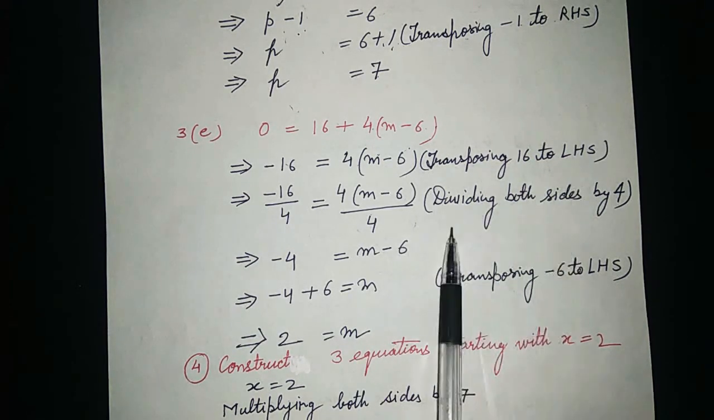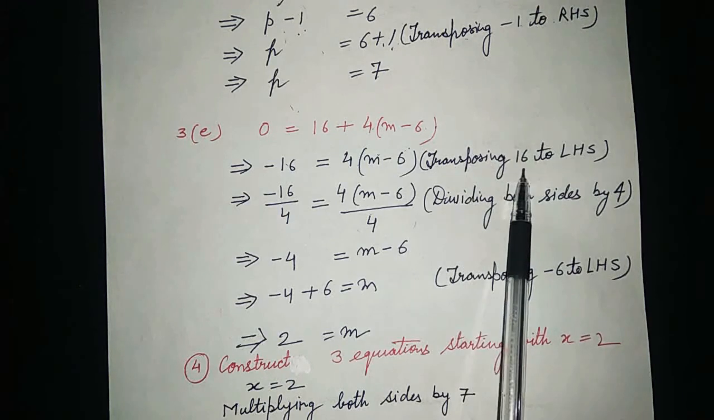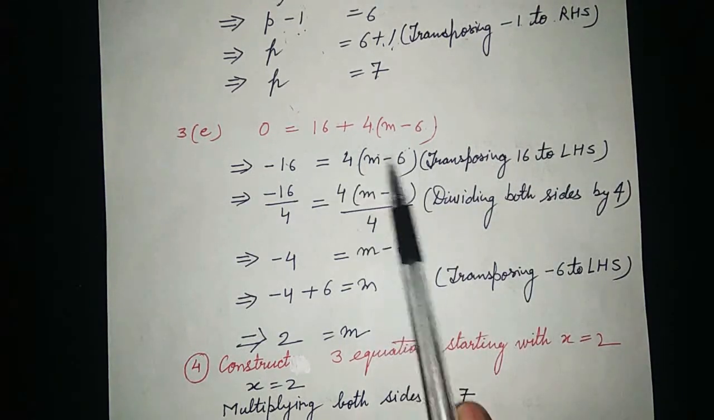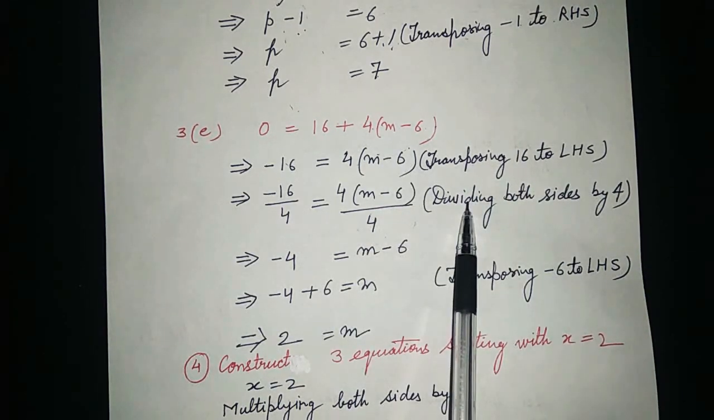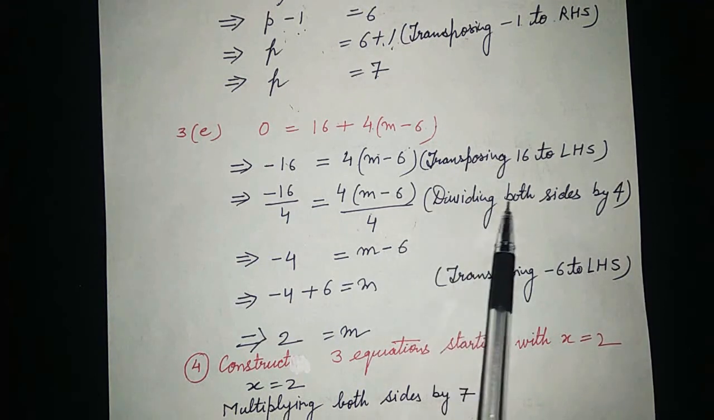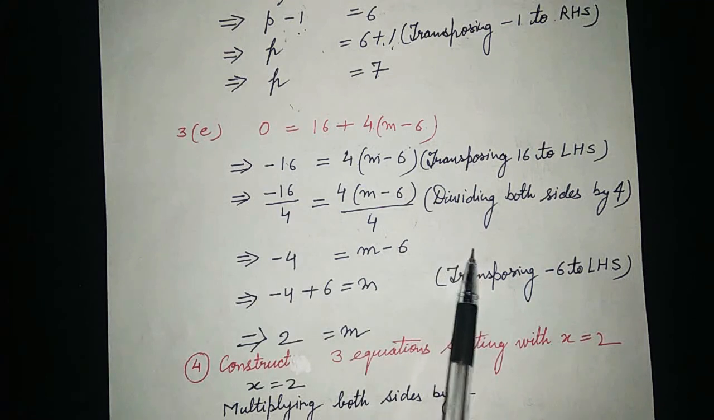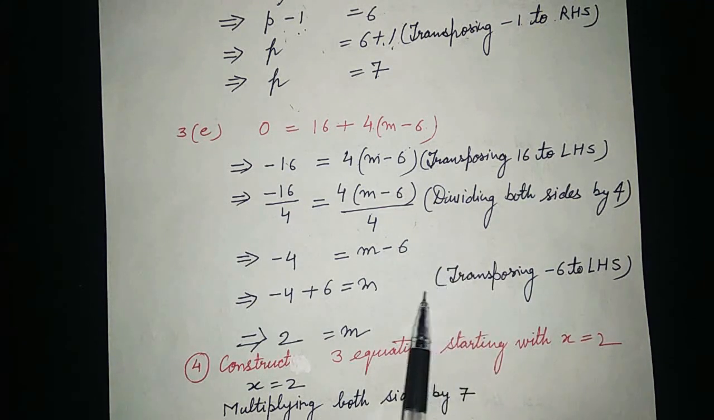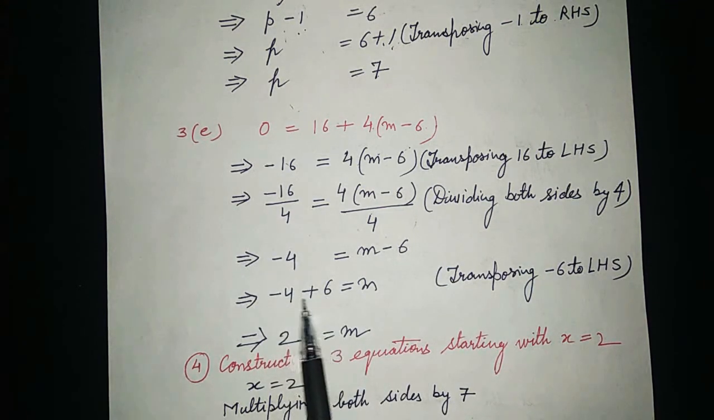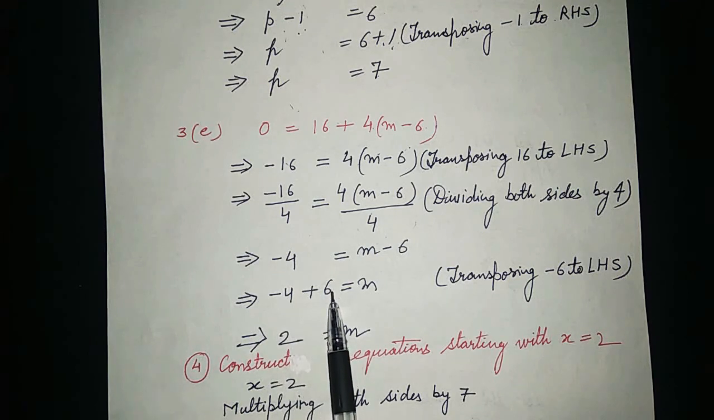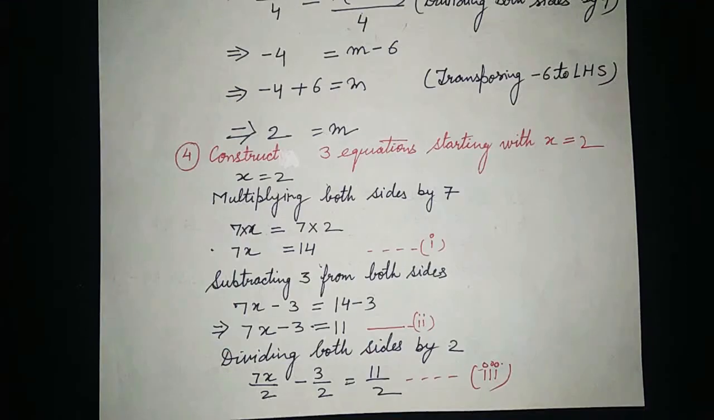These all things you will mention in the bracket. Here, transposing 16 to left hand side, and for the second step you will write dividing both the sides by 4, and for this step you will write transposing minus 6 to left hand side. And now here minus 4 plus 6, for this we will get 2. So the required value of m is 2.